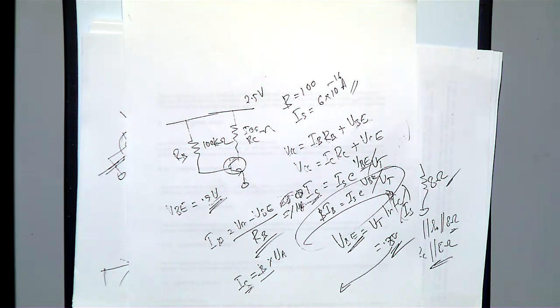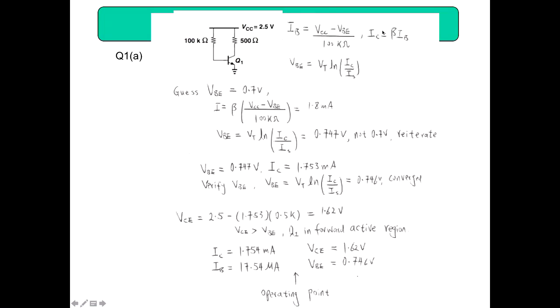See, this is a circuit which I already explained. So IB equal to VCC minus VB by 100 kilo ohm. You can see here, we already got the equation, so you can find out IB. Then IC equal to beta times IB. Then VB is equal to VT into LN of IC by IS, which we already got. Then guess VB equal to 0.7. Substituting IB, the collector current is beta times VCC minus VB, your guess, divided by 100 kilo ohm, and you got 1.8 milliamps. Then you put that 1.8 milliamps in this equation and back calculate: VB equal to VT LN IC by IS.